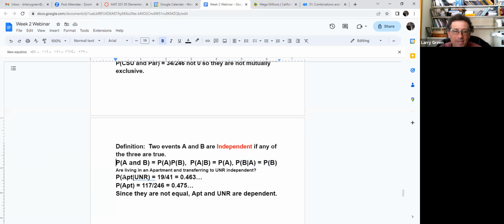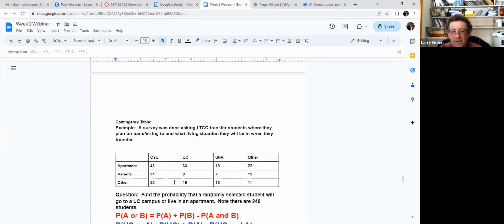So let's find the probability of living in an apartment given that you're transferred to UNR. If we're given the transfer to UNR, that means we're only looking at the students who are transferring to UNR and finding the probability they're living in an apartment. So of the UNR transfer students, 19 are living in an apartment. Is that clear? Any questions on that?